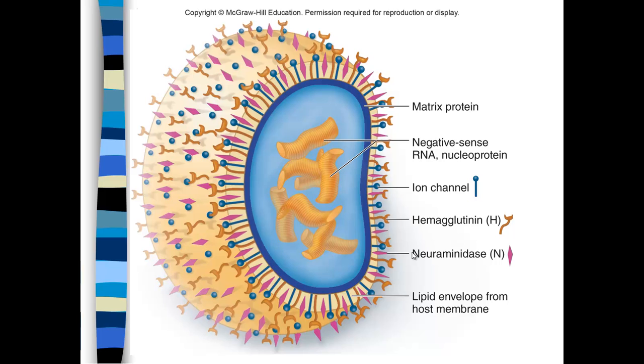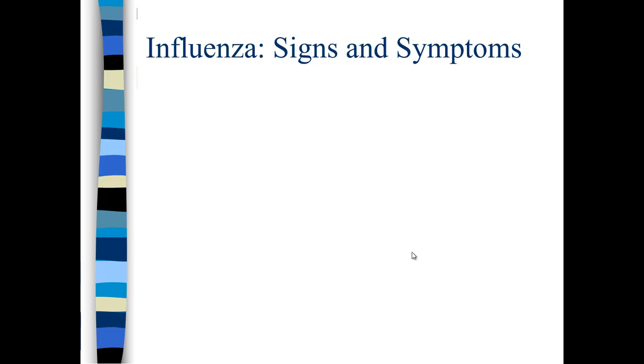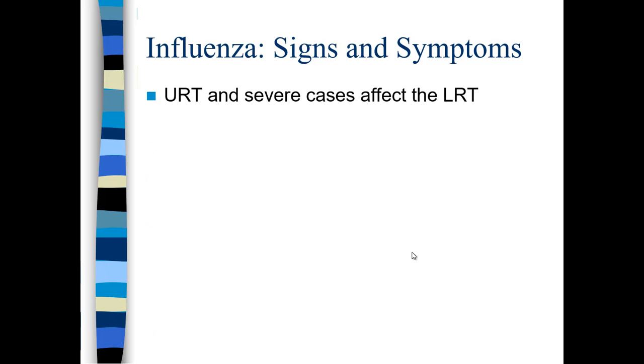There are coat proteins, these are like glycoprotein spikes called hemagglutinin and neuraminidase. Neuraminidase. Yeah, I always said that right. Okay. And then the membrane, of course, comes from the host cell that has been invaded. Okay. You have upper respiratory tract infection, and in severe cases, it can affect the lower respiratory tract.